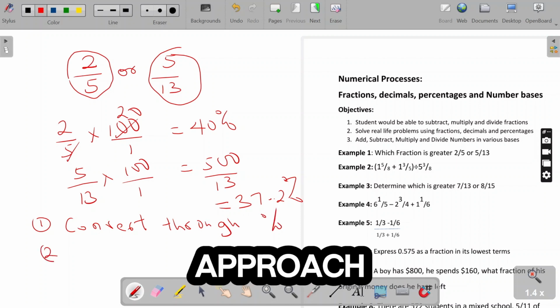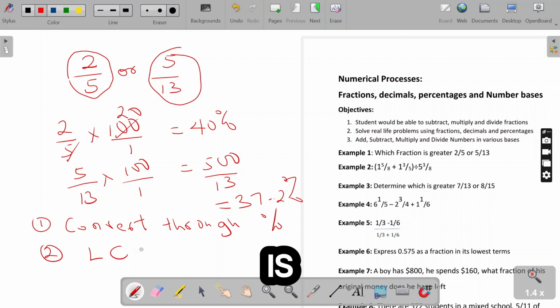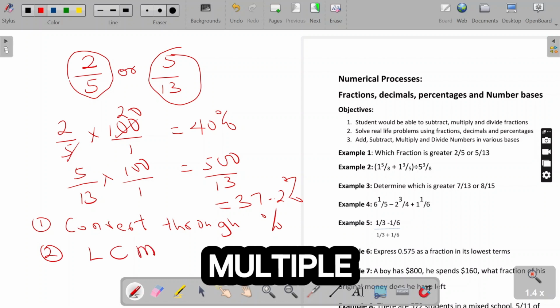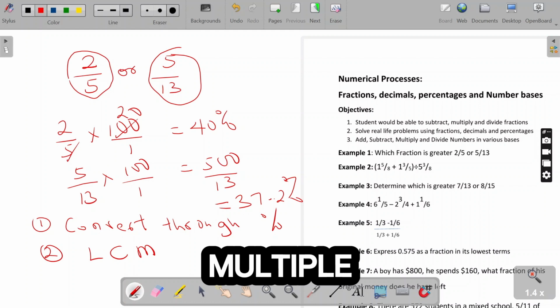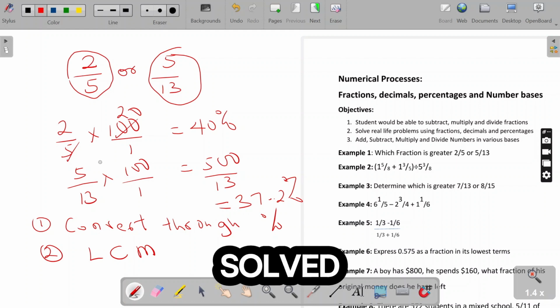Then the second approach is to find the LCM, that is the lowest common multiple. By finding the lowest common multiple, what you are doing in essence is to gauge both the left side and the right side using the LCM. So let's see how that is solved.